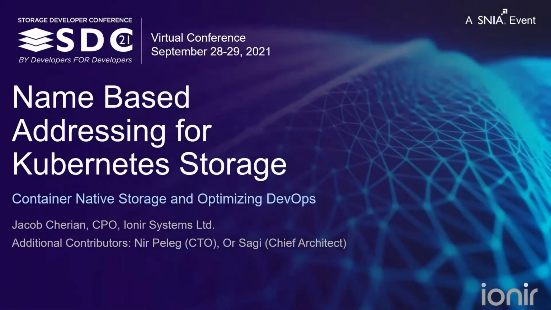Hi, I'm Jacob Cherian, Chief Product Officer at Ioneer. Ioneer is a microservices-based, container-native storage and data management platform for Kubernetes. Today, I'm going to talk to you about name-based addressing of data within storage systems and the unique capabilities that it can enable.